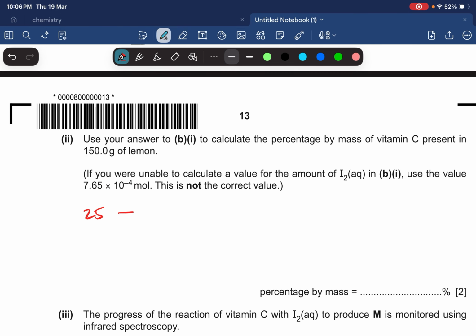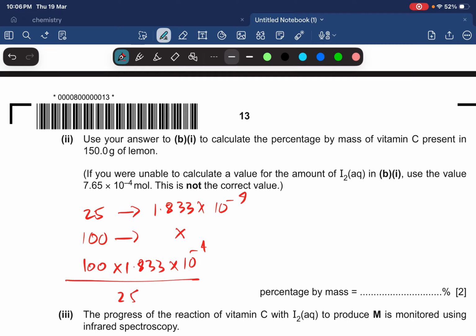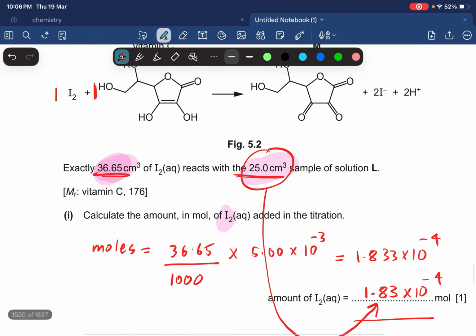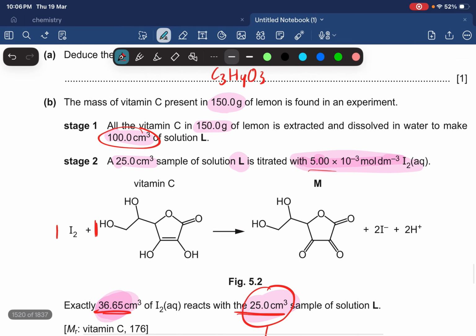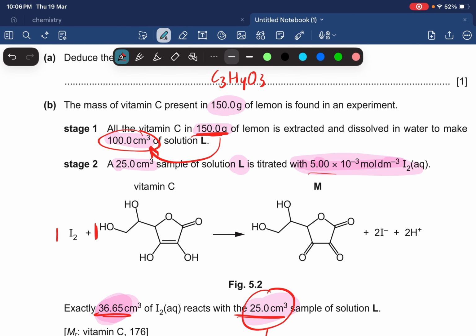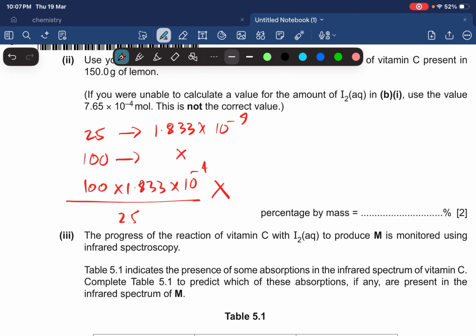अगर 25 में आपके पास 1.833 इंटू 10⁻⁴ आ रहे थे, तो 100 में आपके पास x मोल्स आएंगे. 100 इंटू 1.833 इंटू 10⁻⁴ डिवाइडेड बाई 25, ये आपके पास मोल्स आ गए. कैलकुलेट कर लेना, ठीक है. अब मोल्स को जब आप विटामिन सी के MR 176 से मल्टीप्लाई करेंगे, आपको 100 में मोल्स चाहिए ना, क्योंकि जो पूरा लेमन है 150 ग्राम, उसका 100 का सोल्यूशन बना है. तो ये आपके मोल्स आ गए. अब आप मोल्स को इसके MR 176 से मल्टीप्लाई करते हैं, तो आपके पास आ जाएगा मास ऑफ विटामिन सी. ठीक है.